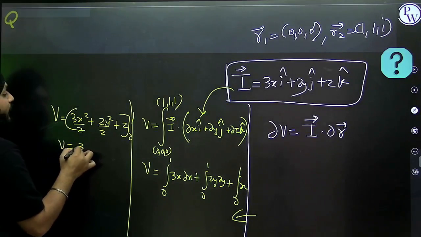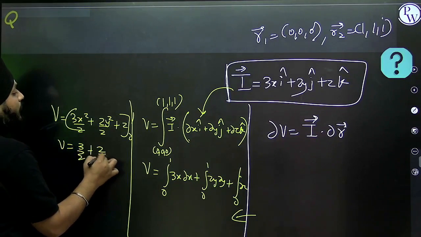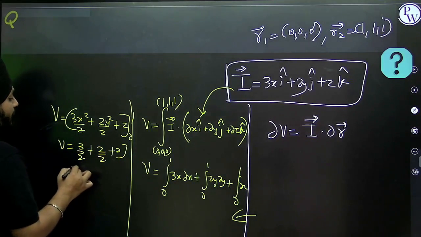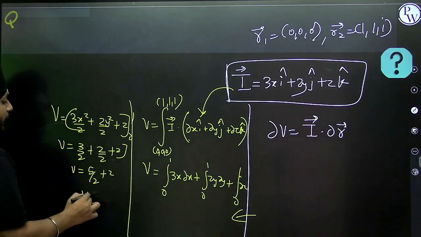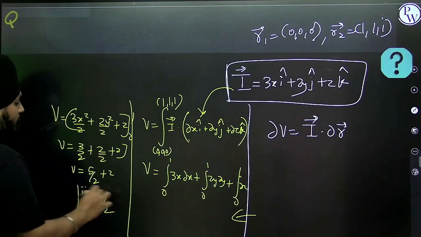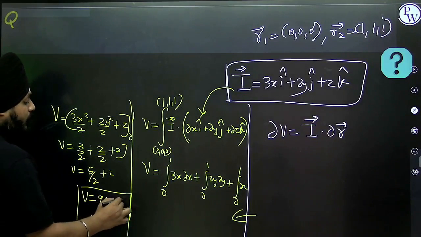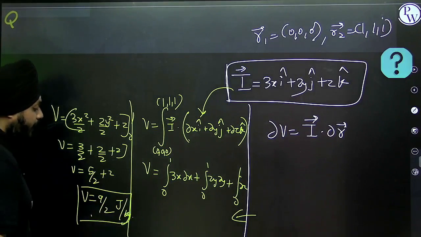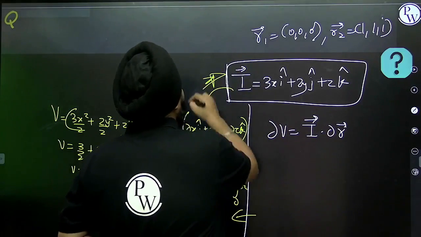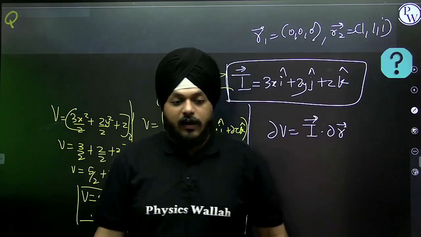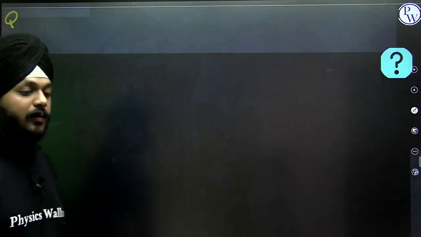So V is equal to 3/2 + 2/2 + 2, so V is equal to 5/2 + 2. The potential difference is 9/2 joule per kg. This is how things are asked, the relation between the potential and the potential energy. This is what it is all about.